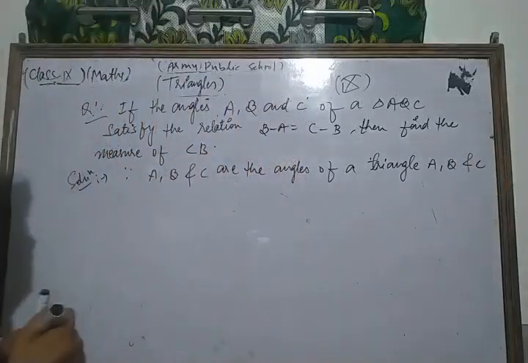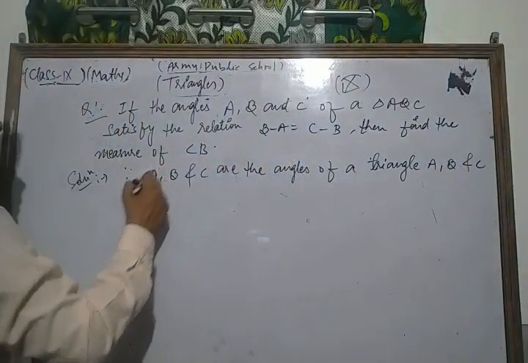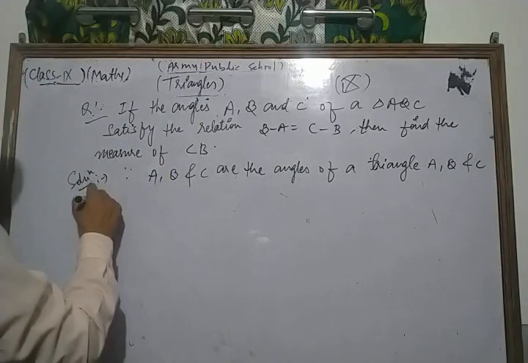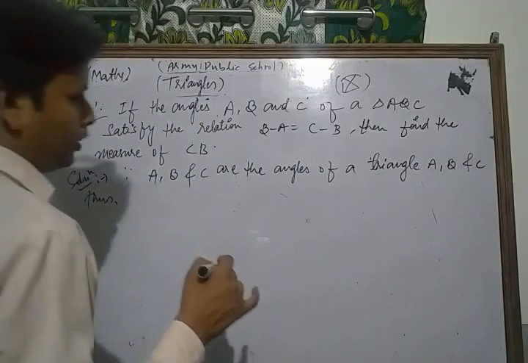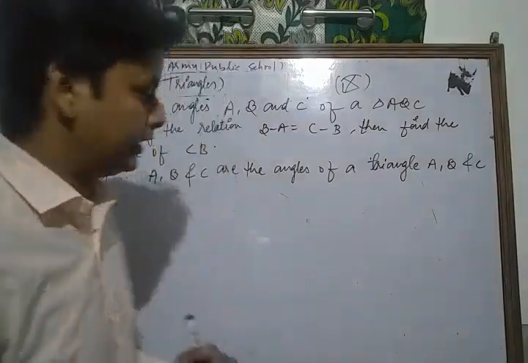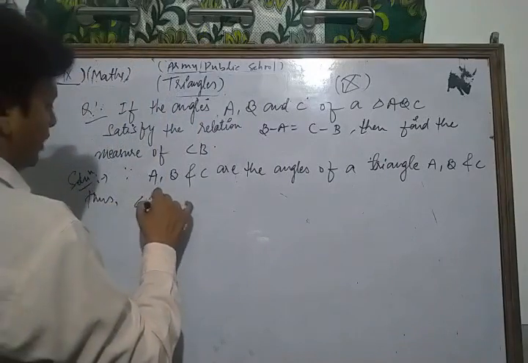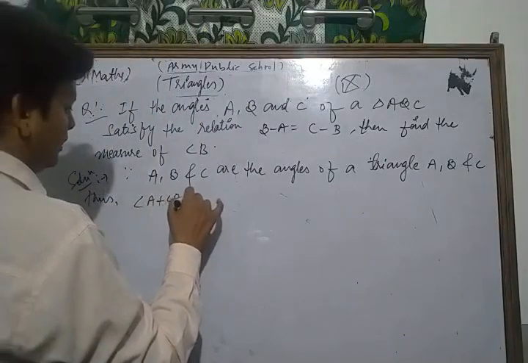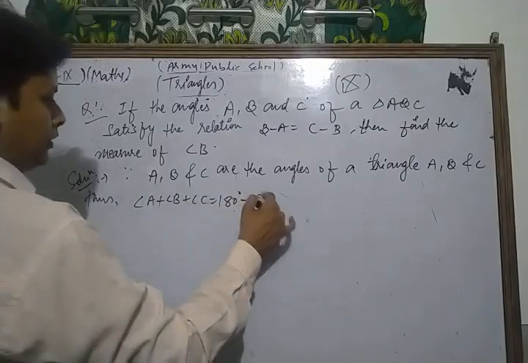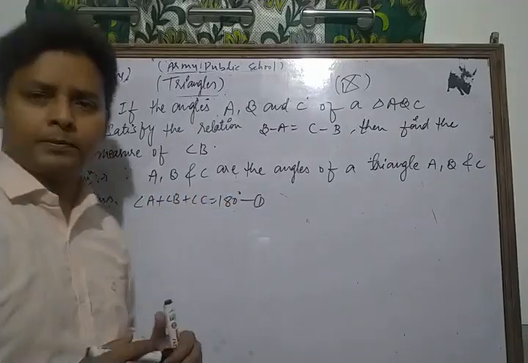we know the angle sum property of the triangle: the sum of all angles of a triangle is what? 180 degrees. Thus angle A plus angle B plus angle C is equal to 180 degrees. Take this as equation number 1.